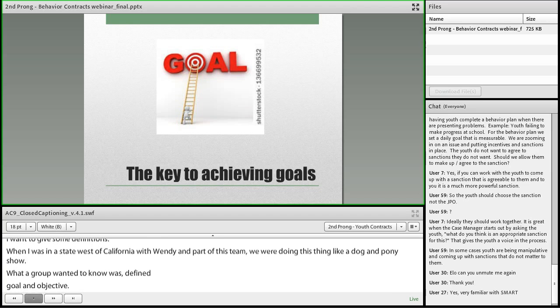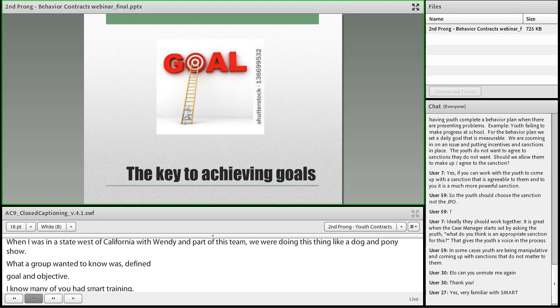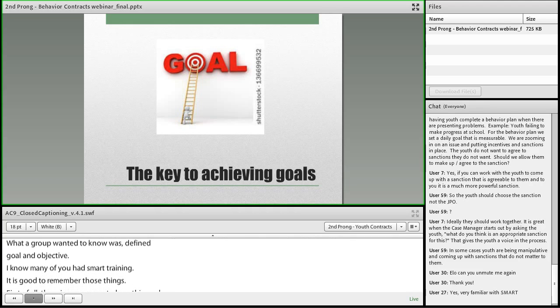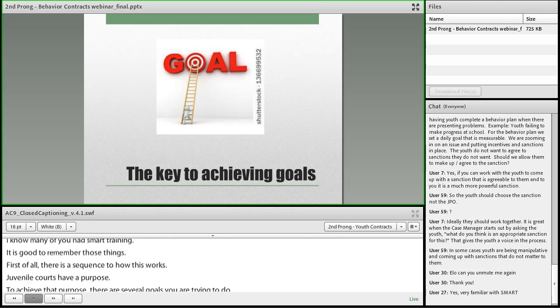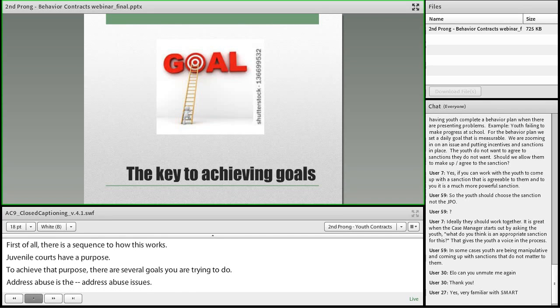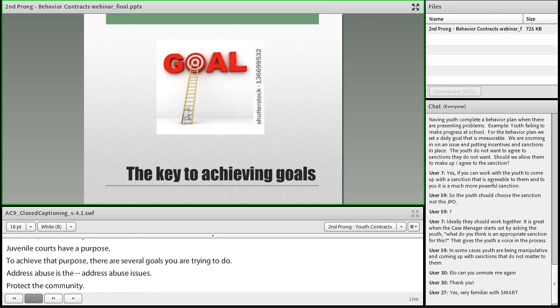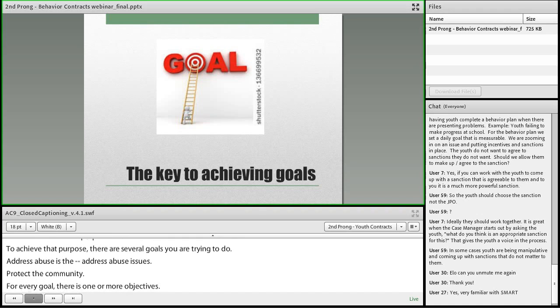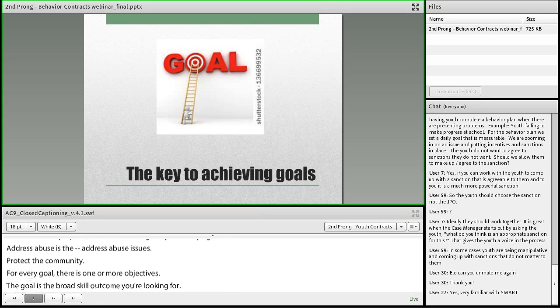Juvenile drug courts have a purpose. To achieve that purpose, there are several goals you're trying to reach: address substance abuse issues, protect the community, provide skill training for the kids, whatever they happen to be. So for every goal, there's one or more objectives. Now the goal is your broad-scale outcome you're looking for. It's not usually terribly measurable in and of itself, but it's a goal, like protect the community. And for every goal, you have one or more objectives, and objectives are a lot more succinct. They're a lot clearer, and they're also measurable. So they are the stepping stones towards achieving those goals. They're the things you can see and check off: I've done this, I've done this.